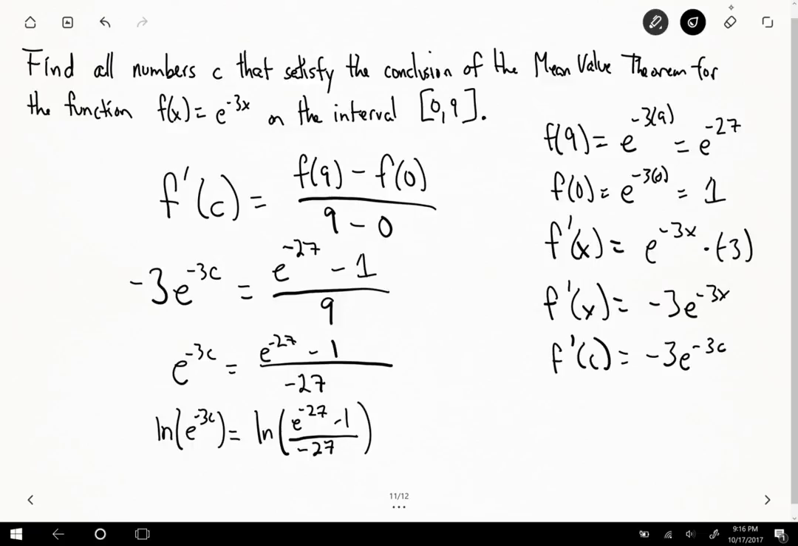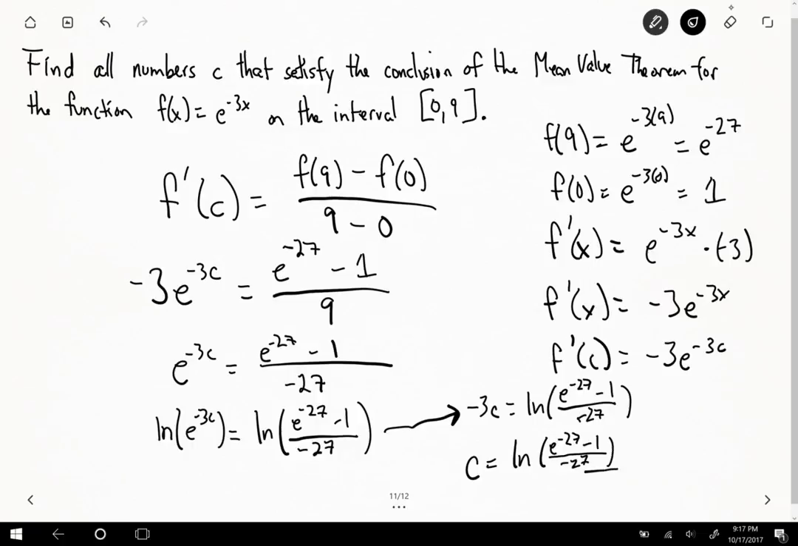Remember, we have a natural log and an e, so they kind of go away with each other there. So we have negative 3c equals natural log of (e to the negative 27 minus 1) all over negative 27. Okay, and so now to solve for c, it's not going to be pretty. We have (e to the negative 27 minus 1) all over negative 27, but then we take all that and divide by negative 3, and there's our final answer.